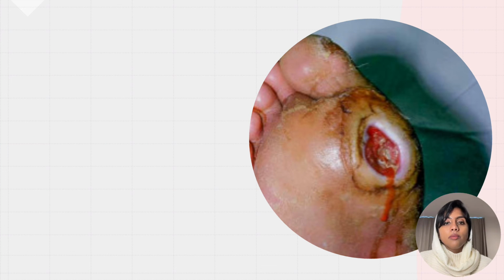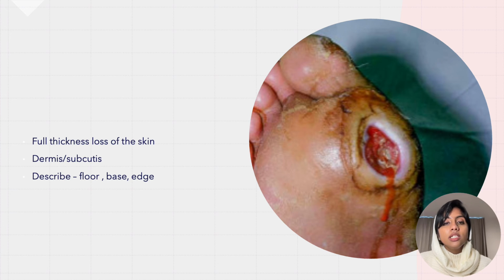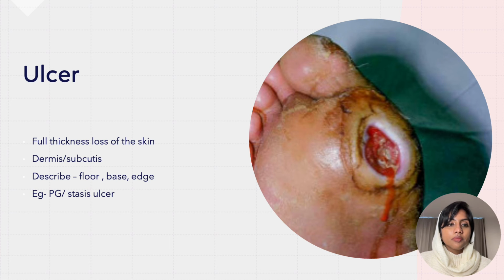Coming to the next clinical scenario, what can you see here? You can see there is a loss of skin, isn't it? As simple as that, and it seems to be deep, especially at the base of the big toe. So what can this be? It's a full thickness loss of the skin, including the dermis and the subcutis. Here you can see the floor and the base, and also the edge. So this is nothing but an ulcer. Generally, ulcers occur as stasis ulcers, as a part of varicose veins, or because of pyoderma gangrenosum, where you get a violaceous hue around the ulcer, which is classic.